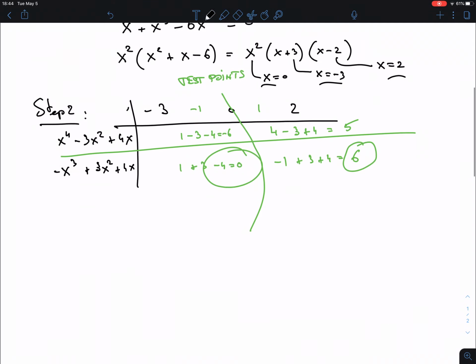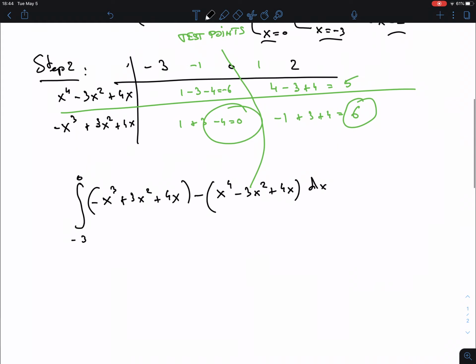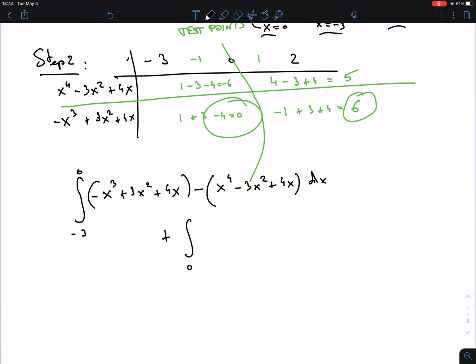We have these two intervals. Over each of these intervals we integrate, and we take the top one minus the bottom one. So we do minus x cubed plus 3x squared plus 4x, and we subtract the bottom one. That's the formula. And we do the same for the second interval, so that is plus from 0 to 2, and that's also why everything is in order, right? The endpoints are already listed in increasing order.